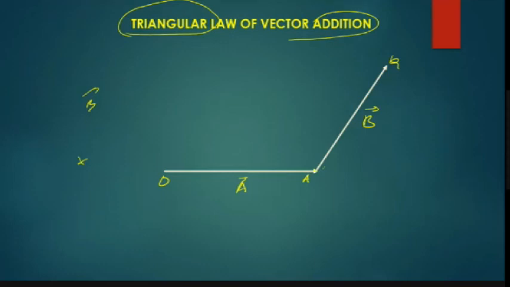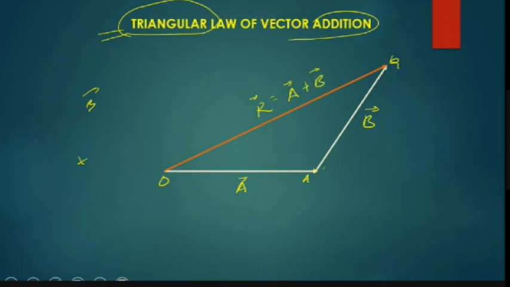Now, how can I get the resultant? I have to make a triangle. How can I make the triangle from this? I just have to join O and Q. If I join O and Q, what will I get? This will be my resultant. R is equal to vector A plus vector B.